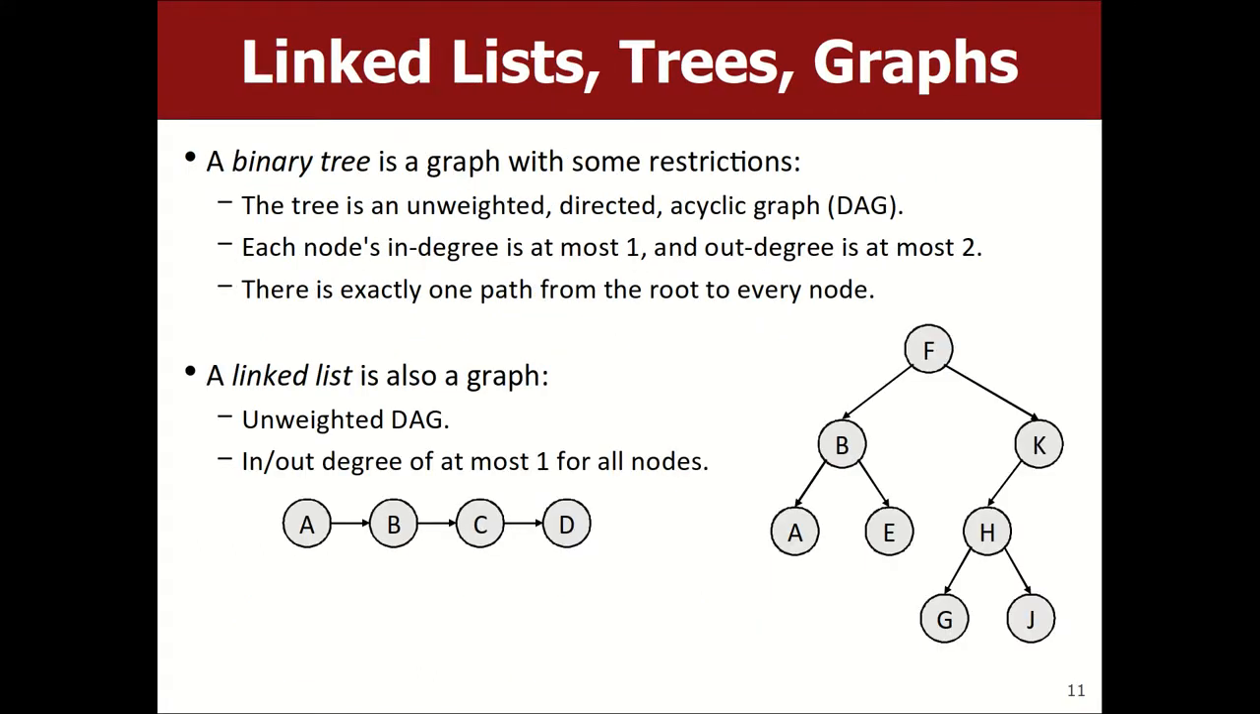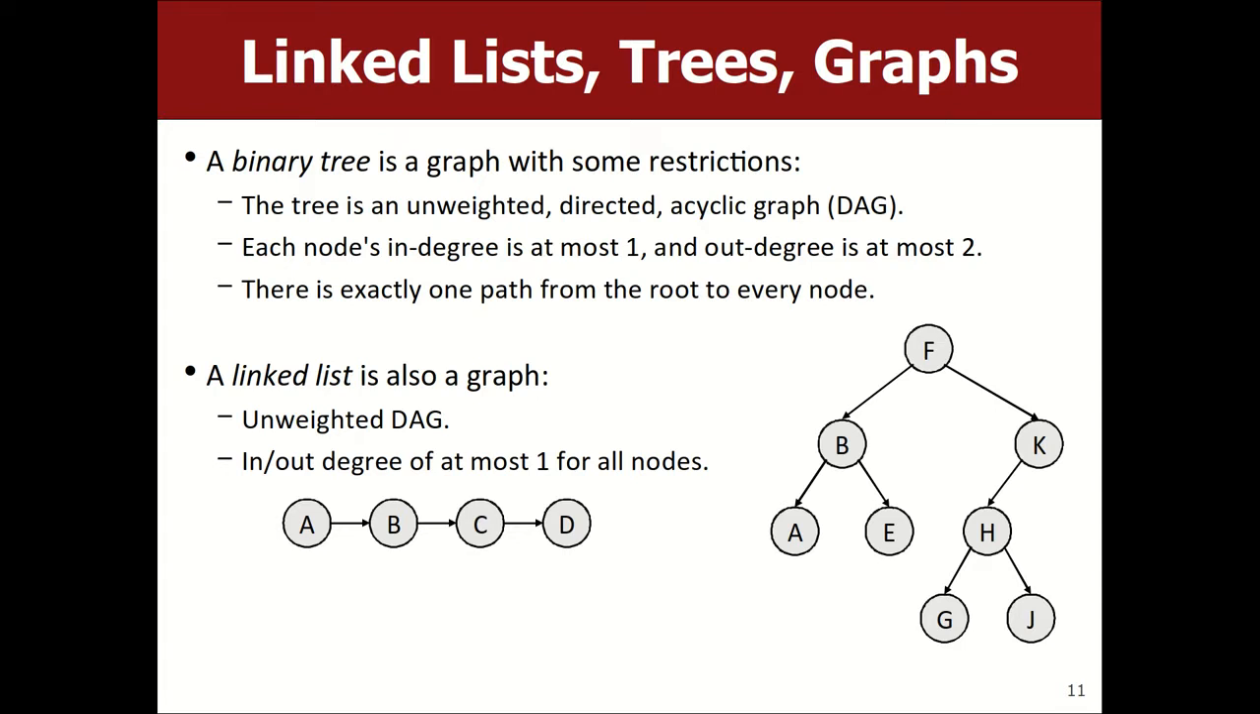Okay, now I mentioned earlier that a family tree was kind of like a graph, but of course it's called a tree, so what's up with that? Well, linked lists and trees are both graphs. They're both just carefully restricted subsets of graphs. A binary tree is a graph that is directed, and it's acyclic, because if you have a pointer back to the root or something, that's not right. You can't point back up in a tree.